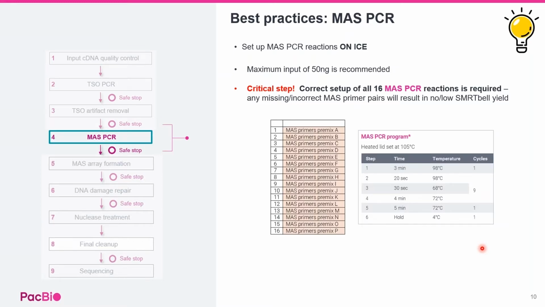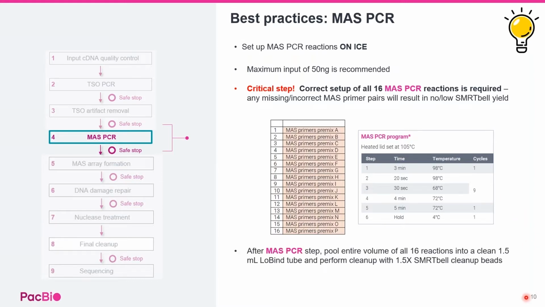The default MAS-PCR thermal cycler program uses 9 cycles. And after the MAS-PCR step, the 16 reactions are pooled into a single 1.5 ml tube, and a cleanup is performed using 1.5x SMRTbell cleanup beads. Again, if the starting cDNA sample has fragments less than 200 base pairs, then increase the SMRTbell cleanup bead ratio to 2x.